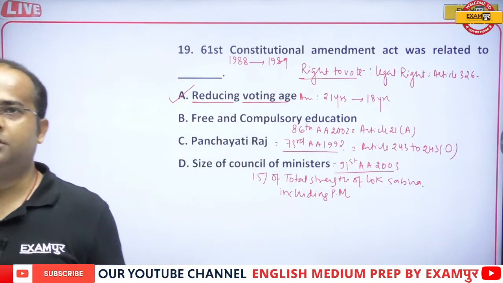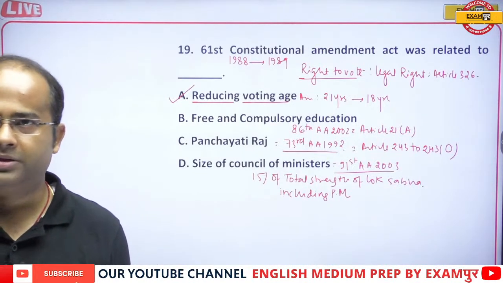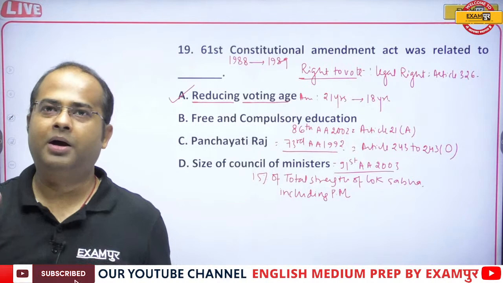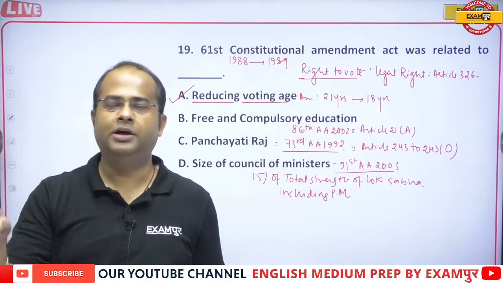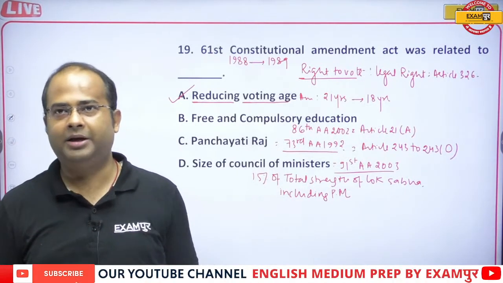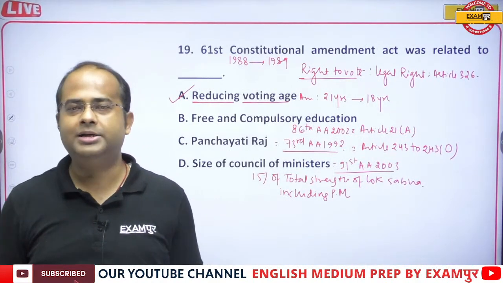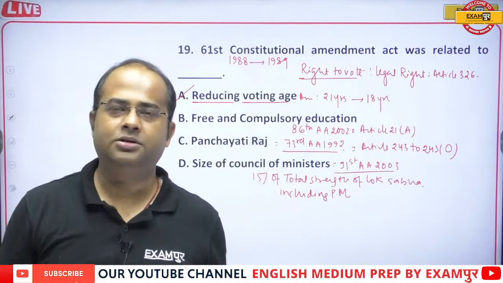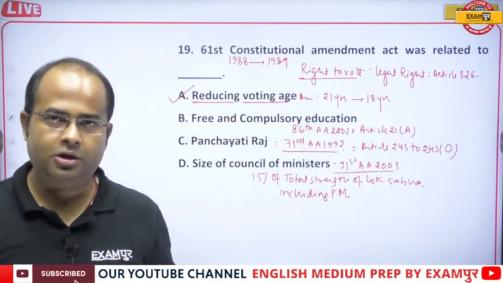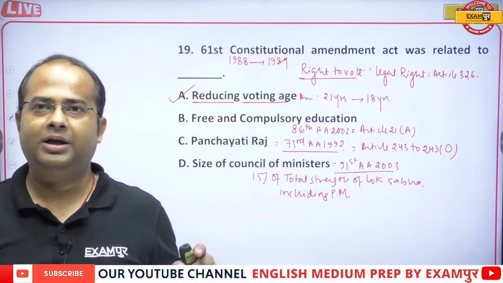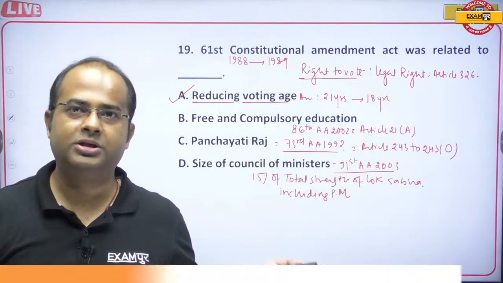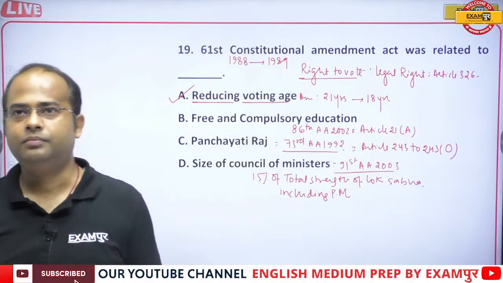And the size of the Council of Ministers, 91st Amendment Act 2003, but for Delhi it is 10% of the legislative assembly including the chief minister. So Delhi is an exception, guys, where the size of the Council of Ministers is 10% of the size of the legislative assembly, that includes the chief minister as well.